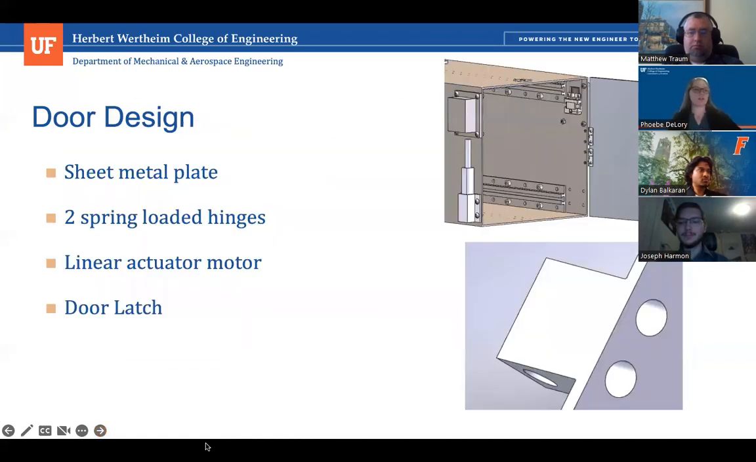So this is our door design. Our door design subsystem consists of an aluminum sheet metal plate that acts as the main door, and it's attached to the housing with 2 spring-loaded hinges. The door also has an attached latch via fasteners as well as TIG welding. In the closed position, this latch interfaces with the linear actuator motor to keep it closed, with the spring hinges compressed, so that when the linear actuator motor retracts, the door springs open.